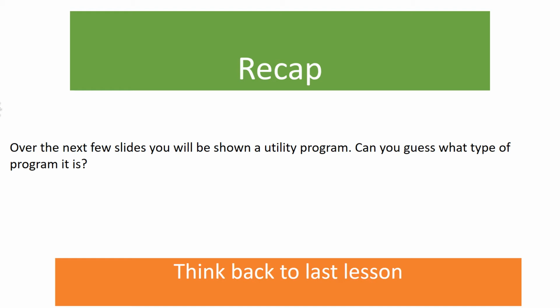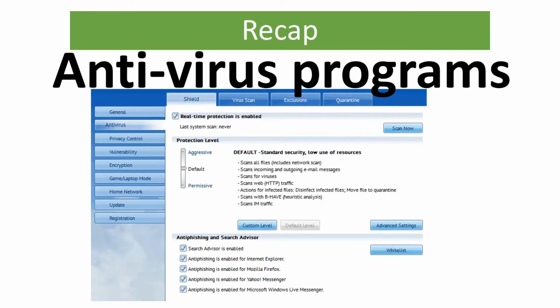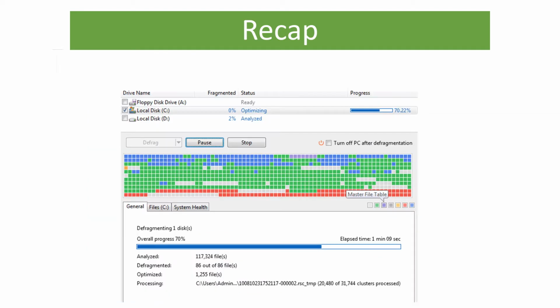Over the next few slides, you'll be shown some utility programs. Can you guess what type of programs they are? This would be an antivirus program. If you look at it, we've got virus scanning, we've got items about privacy controls, anti-phishing, etc.